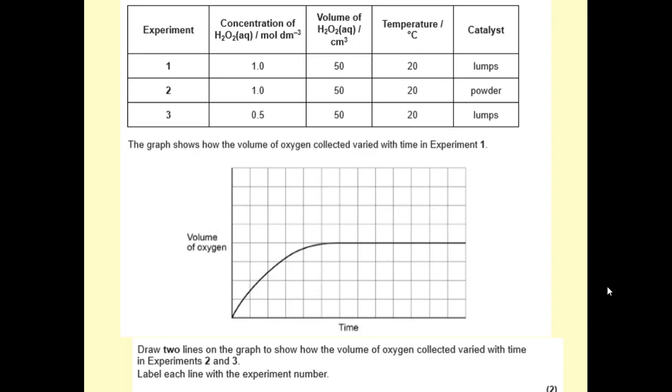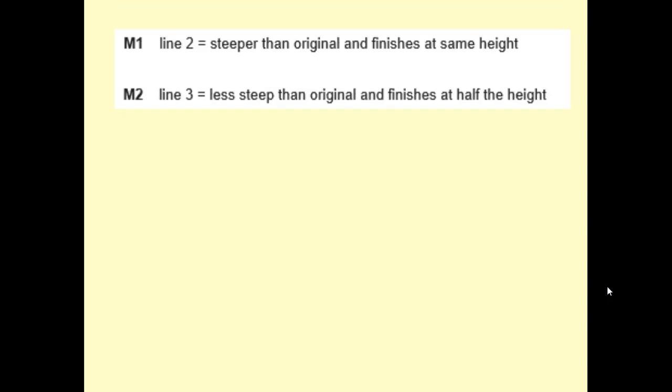And for number 3, the catalyst is the same, the temperature is the same, the volume is the same. What's different in that case is the concentration. So the concentration is half. That means you're going to get a lower rate of reaction, so the line is going to be less steep. But because the concentration is half and the volume is the same, you're going to get half the amount of product. So the line is less steep than the original and finishes at half the height.